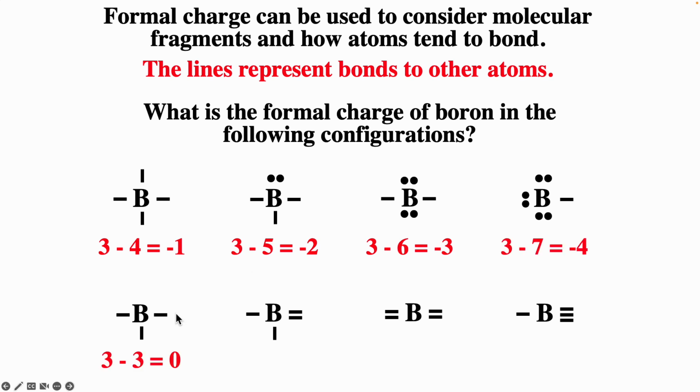Now here we have 3 single bonds. 3 minus 3 gives us a 0 formal charge.